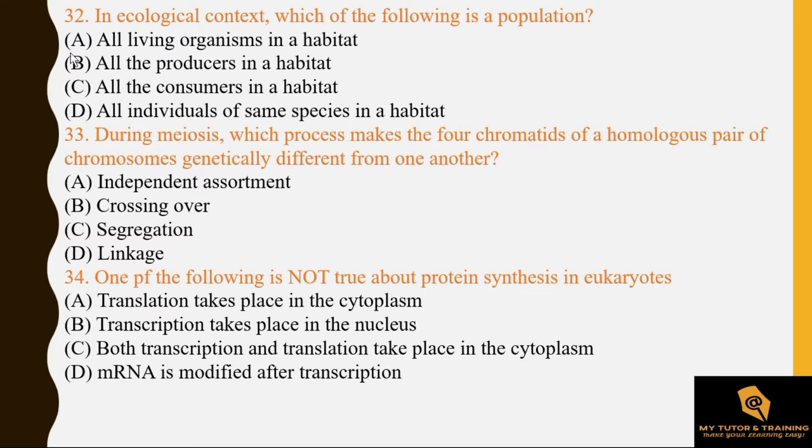Question number 33. During meiosis, which process makes the four chromatids of a homologous pair of chromosomes genetically different from one another? A. Independent assortment. B. Crossing over. C. Segregation. D. Linkage. Good.